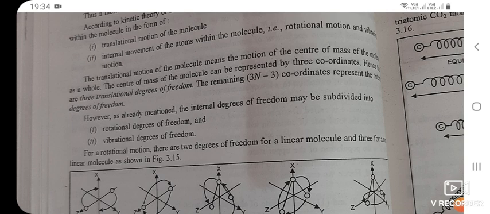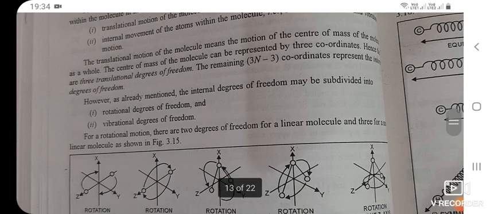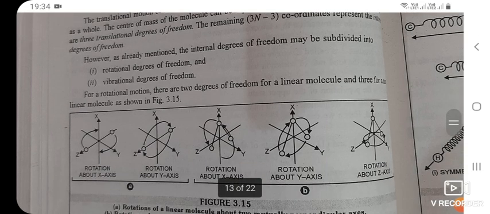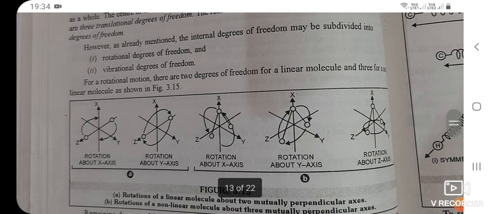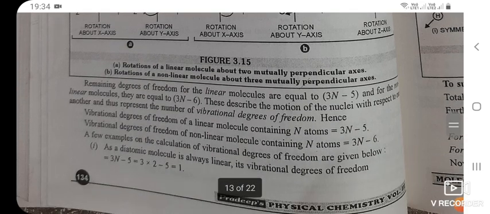The remaining 3n minus 3 coordinates represent the internal degrees of freedom. However, as already mentioned, the internal degrees of freedom may be subdivided into rotational degrees of freedom and vibrational degrees of freedom. For rotational motion, there are 2 degrees of freedom for a linear molecule and 3 for a non-linear molecule, as shown in figure 3.15. Remaining degrees of freedom for linear molecules are equal to 3n minus 5, and for non-linear molecules they are equal to 3n minus 6.